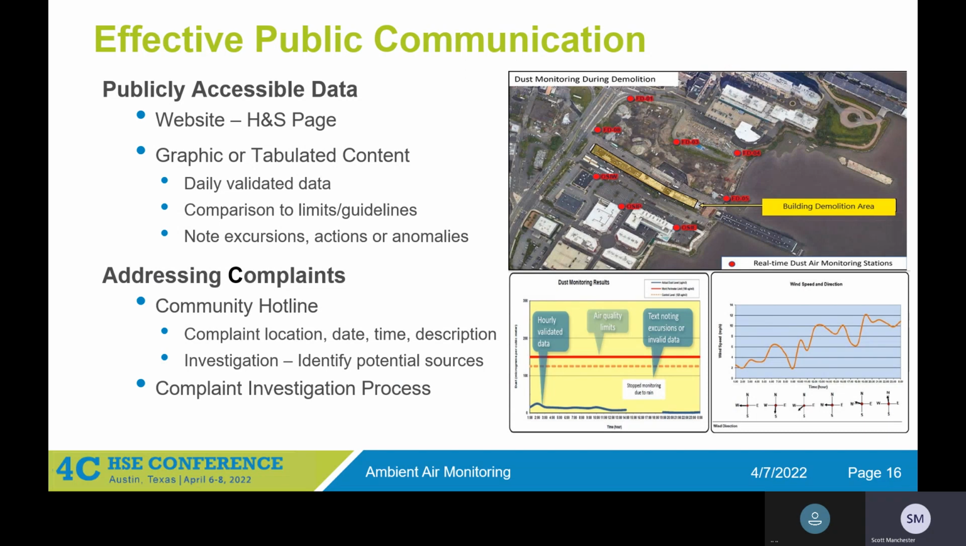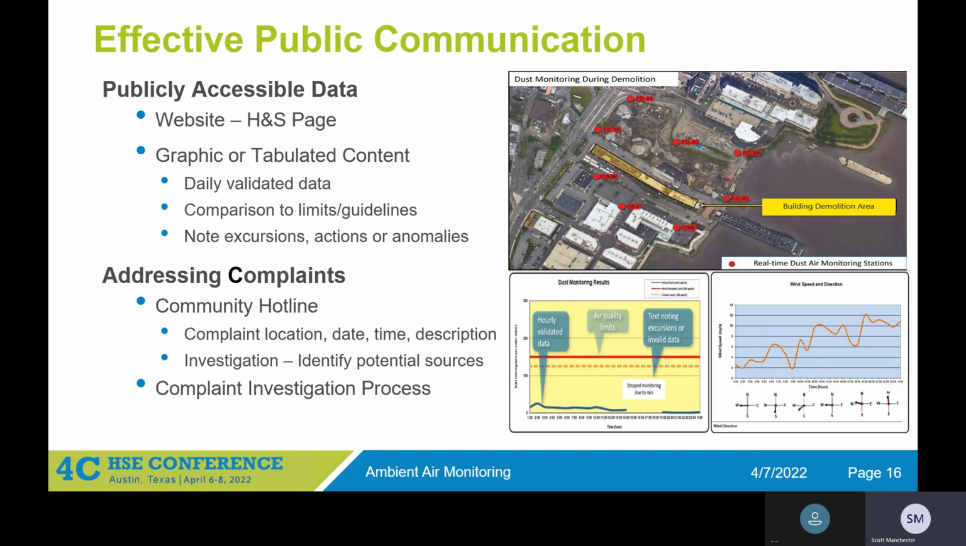Some things we found that's important to those sites is putting up daily validated data. We've done it both ways, but validated data is important because it takes out some instances where the public may raise questions, and it may just be because the monitor was malfunctioning, a spike. So those want to be addressed ahead of time. There should be a comparison to limits on graphs or in the table.